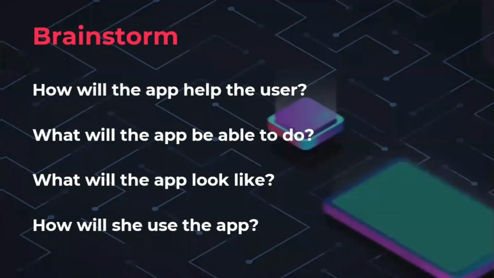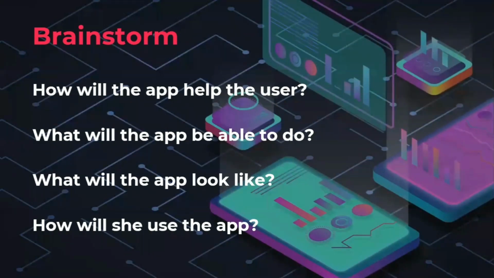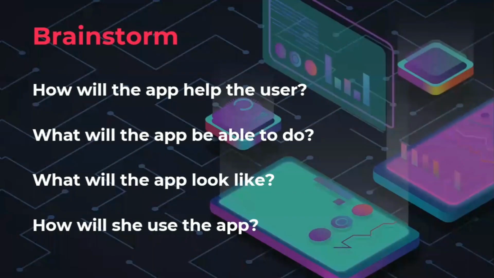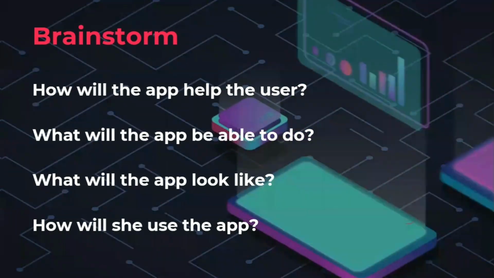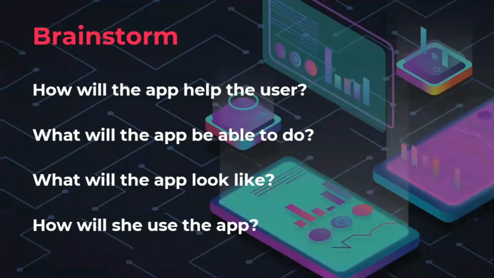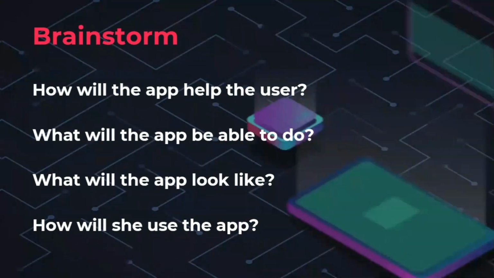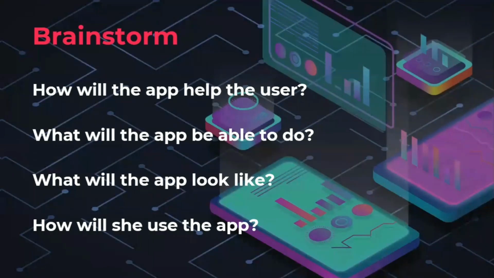So now that we've covered our empathy and our define stages, we can now move on to our ideation stage. Here, I want you to brainstorm your ideas organically. I want you to write down your initial or first set of ideas that come to your mind about what kind of app you can design to help your user, Lily May.